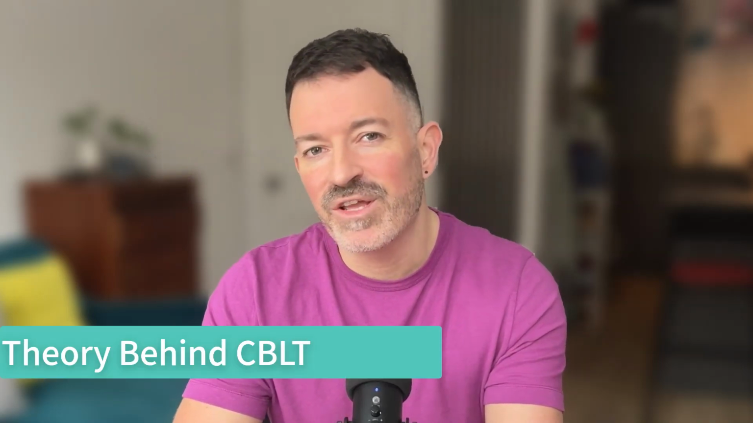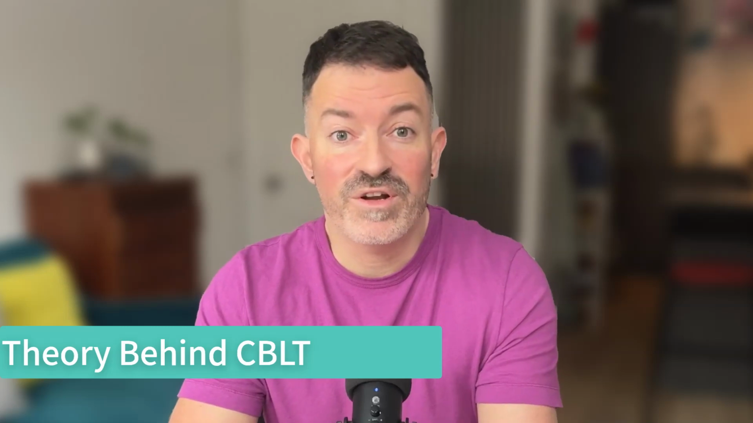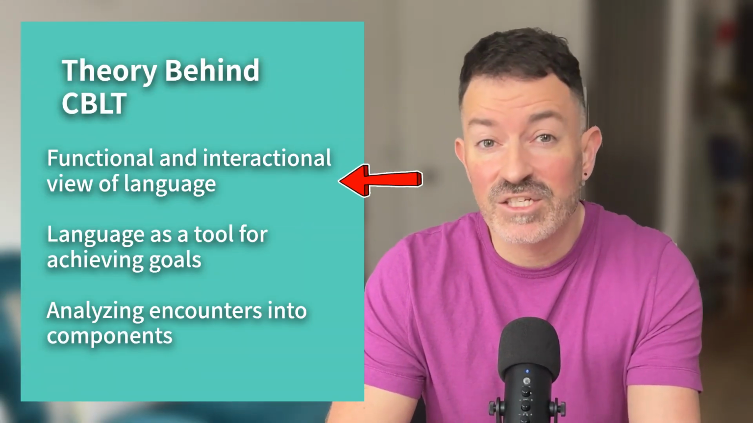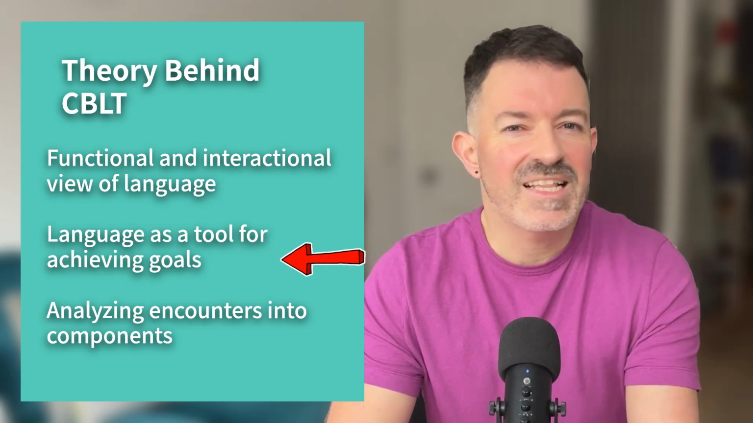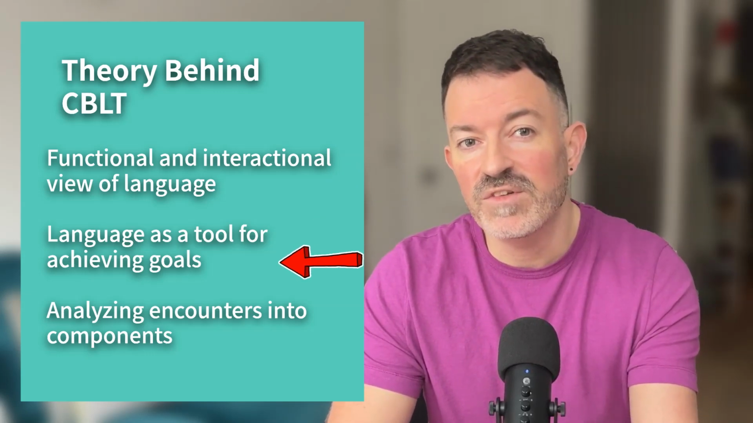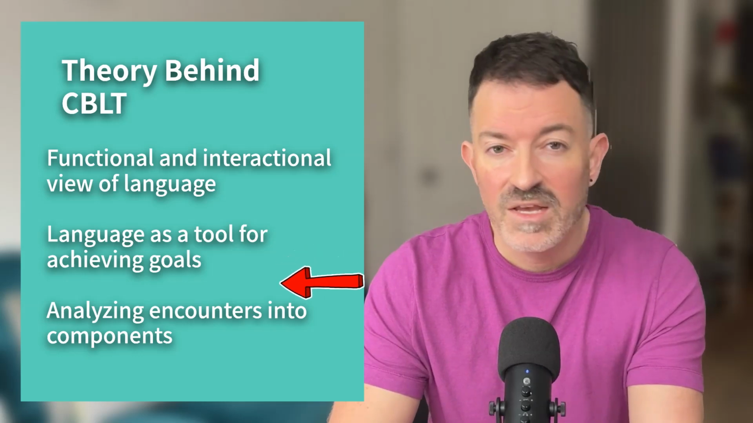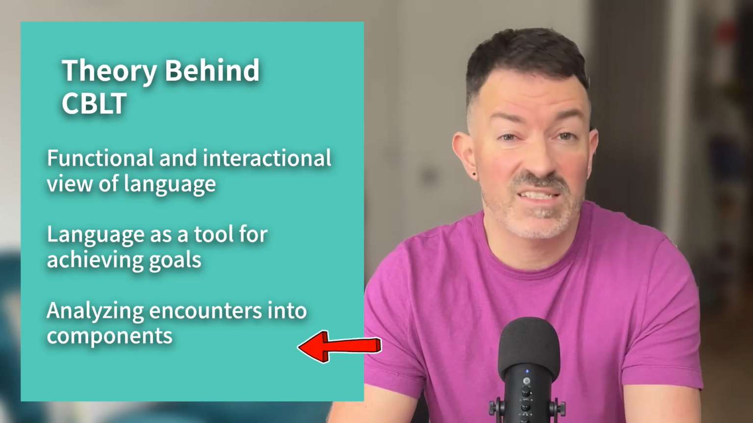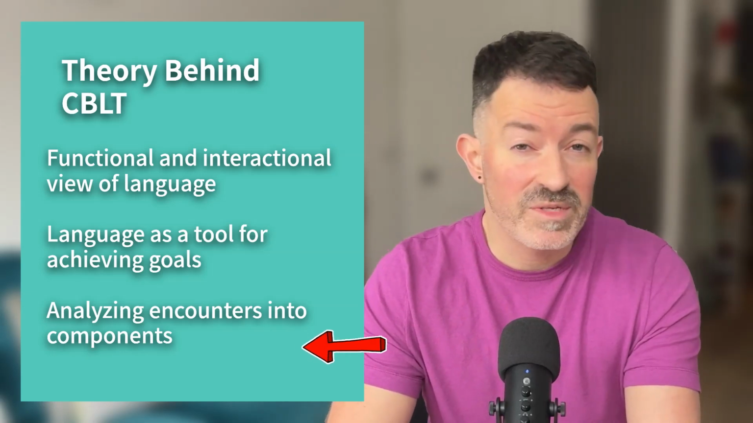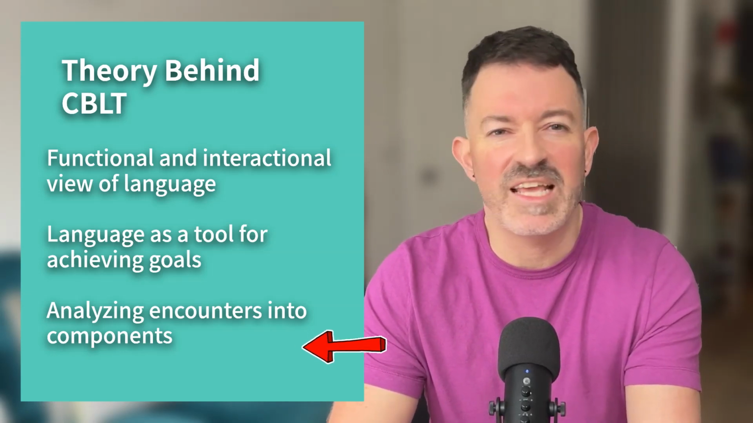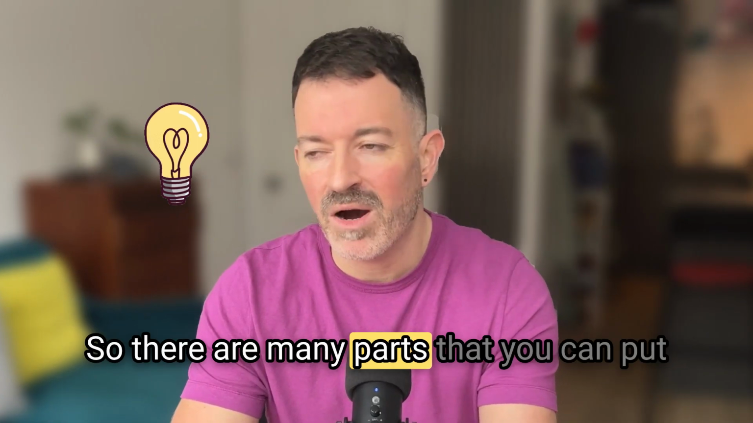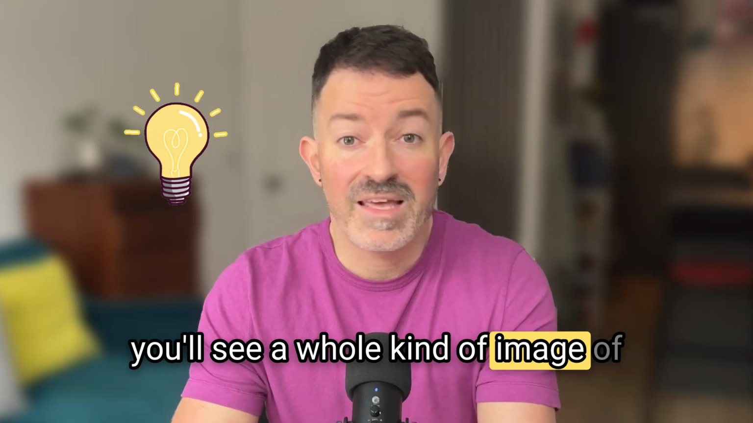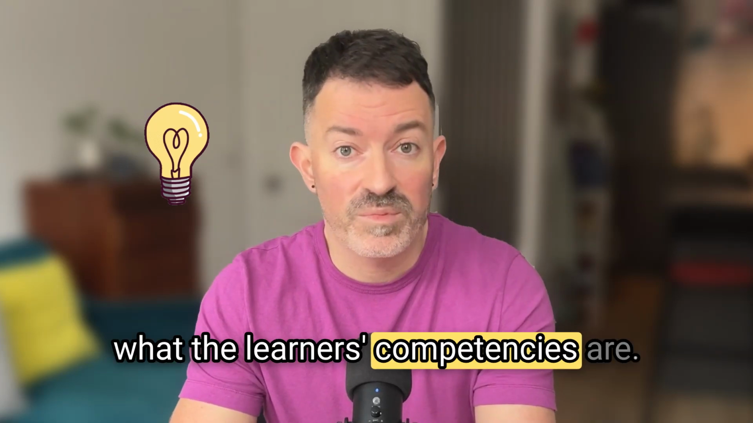Let's think then about theory of language and learning. So what theory influences this? CBLT is built on a functional and interactional view of language. This means that language is treated as a tool for achieving goals in everyday life. Real-world encounters are analysed into teachable and accessible components. This could sometimes be described as a mosaic view of competence. So there are many parts that you can put together, and then once you're finished, you'll see a whole image of what the learner's competencies are.